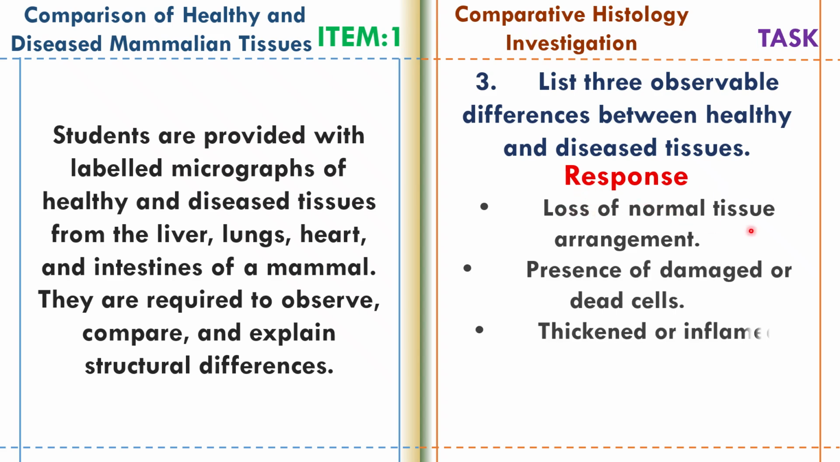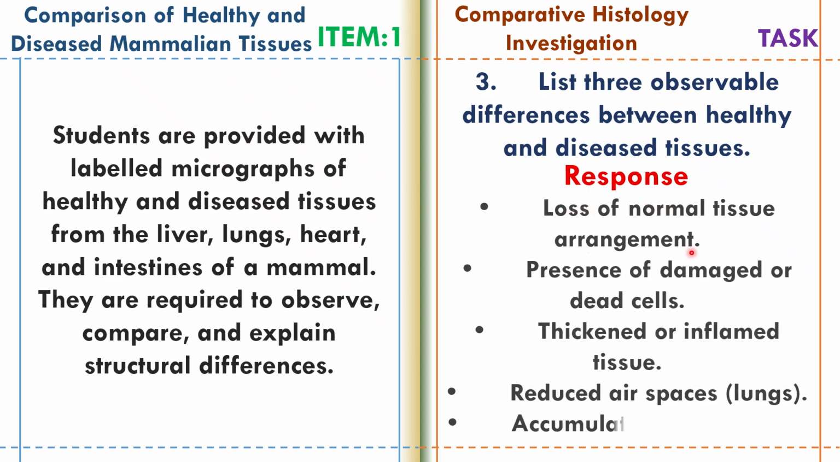Loss of normal tissue arrangement, presence of damaged or dead cells, thickened or inflamed tissues, reduced air spaces, that is in the lungs, accumulation of fat in the liver.